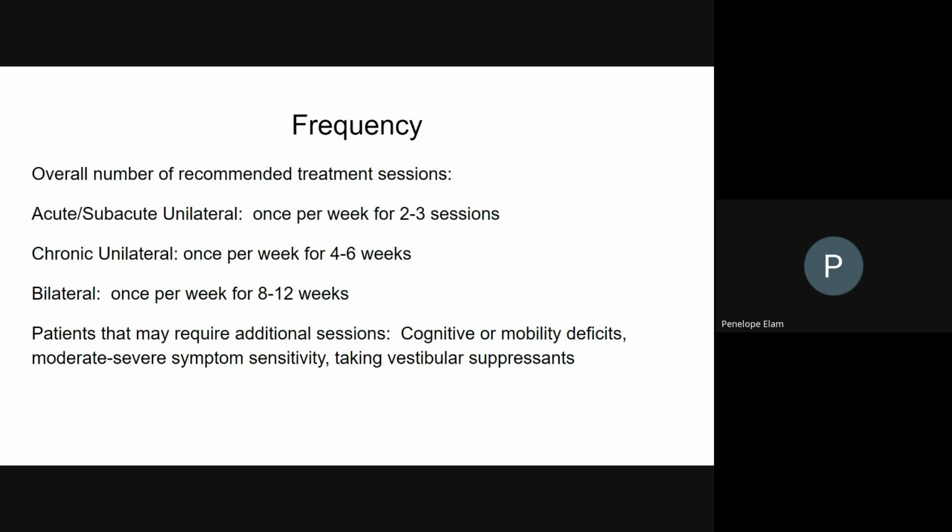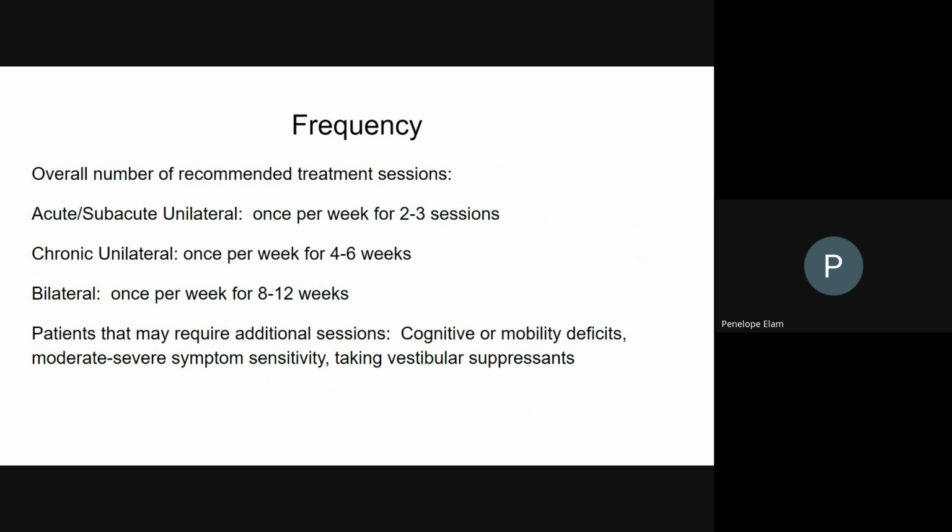So in the chronic, if you have chronic unilateral hypofunction, typically you're going to want to be seeing them in therapy at least 1 time per week for 4 to 6 weeks. If they have bilateral hypofunction, then we're looking at 1 time per week for 6 to 8 weeks, or 8 to 12 weeks, because it's going to take longer for them to adapt with both sides being impacted.